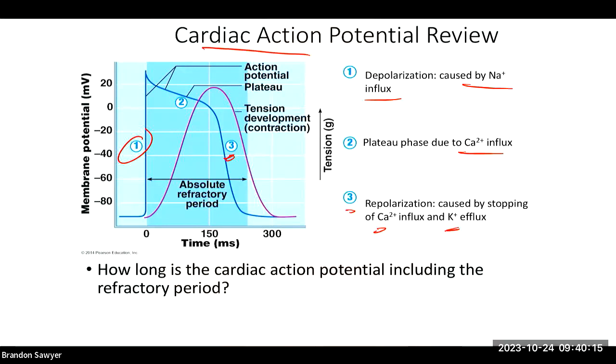We talked about why that tension builds. A lot of that has to do with the calcium rushing in, binding to troponin, getting the extra actin-myosin binding along the way. So when we see the cardiac action potential, if you look at the x-axis here, we're looking at around 250 milliseconds, something like that.